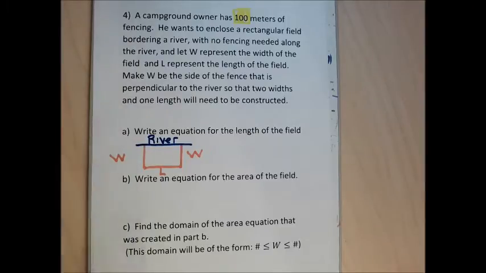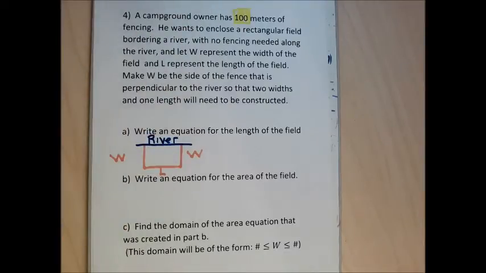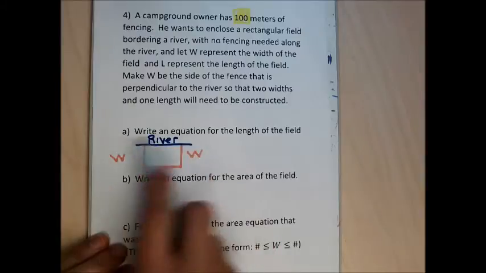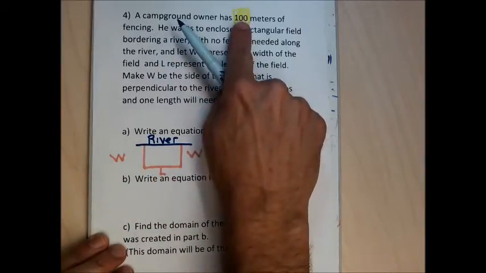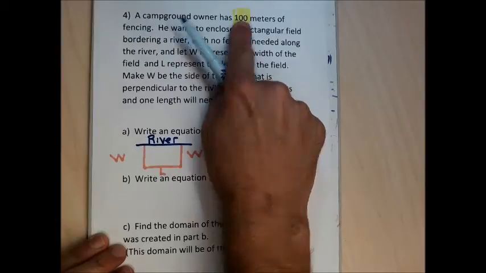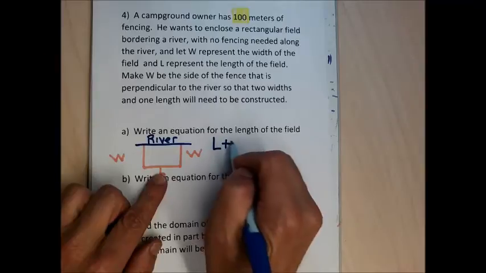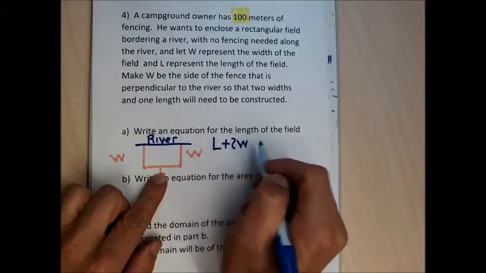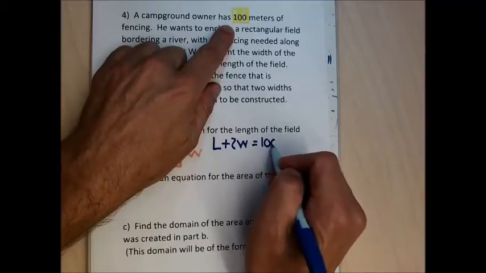I'm supposed to write an equation for the length of the field. That means with the information that's contained in the problem, create an equation that's solved for L. And it's actually kind of easy to do. What I'm going to do is add up the 3 sides that the campground owner's building, and it's going to equal the 100 meters of fence that he has. So the campground owner is going to build 1 length and 2 widths, and those 3 sides of fence are going to add up to the 100 meters of fencing.